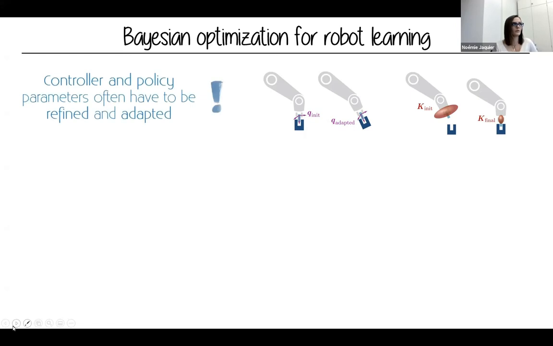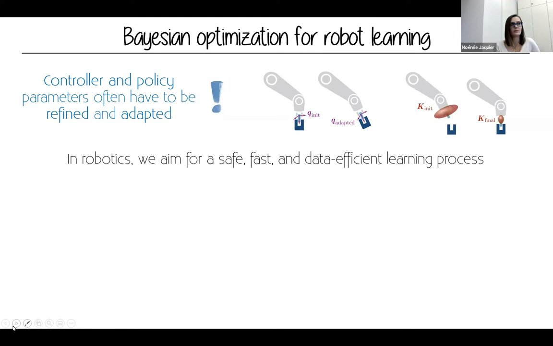So in robotic controllers, policy parameters often have to be refined and adapted. On top of this, because we are working with real robots, those are real systems, and each trial that we are doing is actually very costly. Also, we have some safety requirements, so we cannot just do trials that may break the robot. So in general, we are aiming for safe, fast, and data-efficient learning processes. Bayesian optimization is actually a method that fulfills all those criteria, and that's why we like to use it for robot learning.